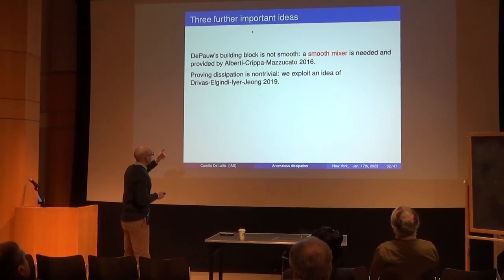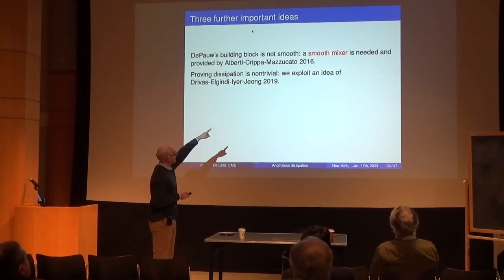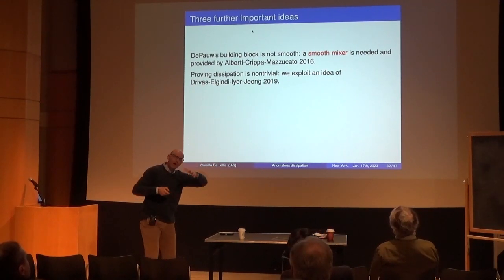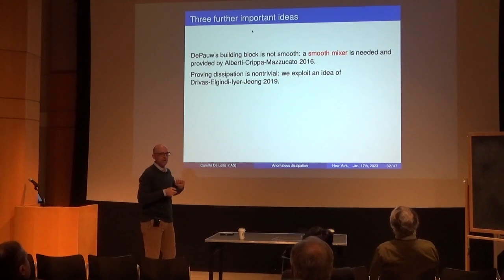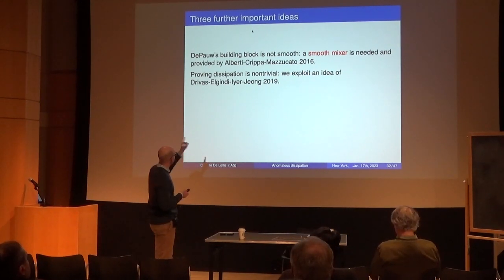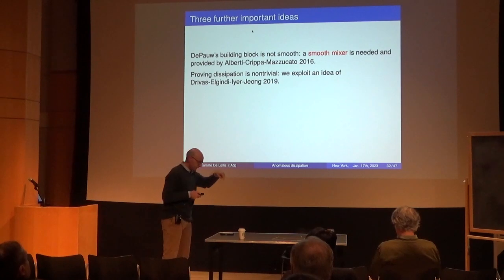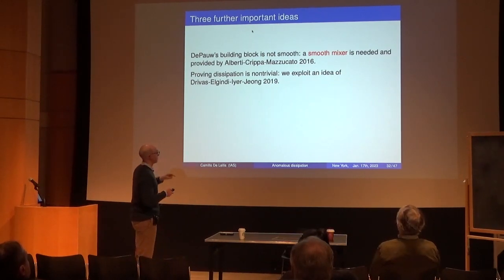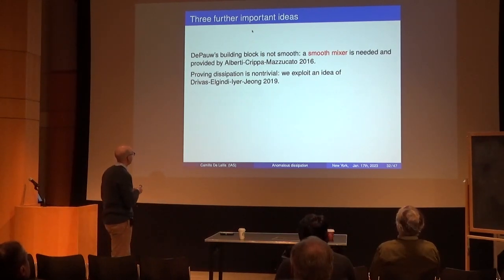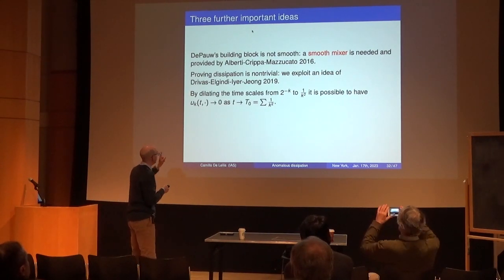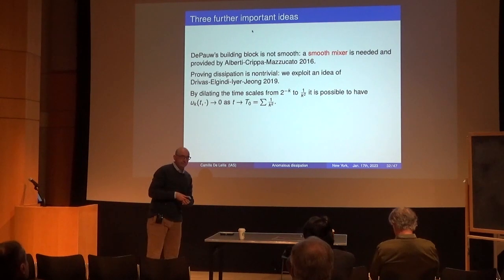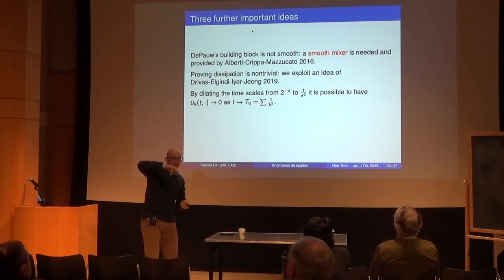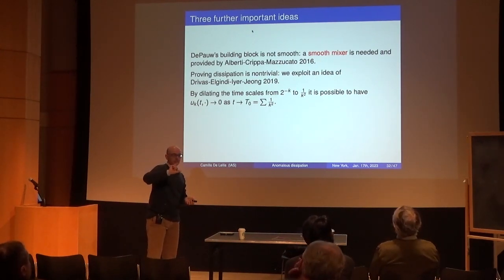Now you want to prove that there is energy dissipation, but this is a smooth mixer, which is not quite the ideal situation that we had before. So there are lots of errors that you have to take into account, and proving that there is dissipation in the transport equation is actually non-trivial. We exploit an idea of Drivas, Elgindi, Iyer and Jeong, 2019. Now, you also maybe remember that my flow was rescaled each time, but kept at the same fixed time.